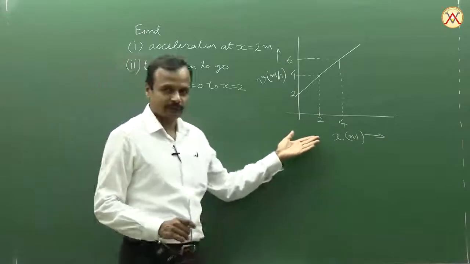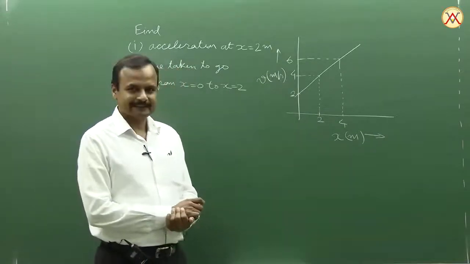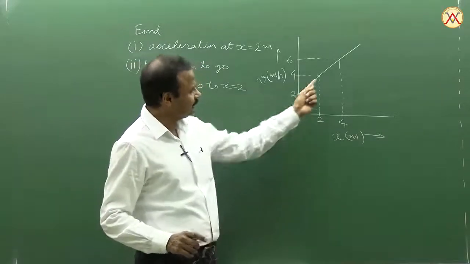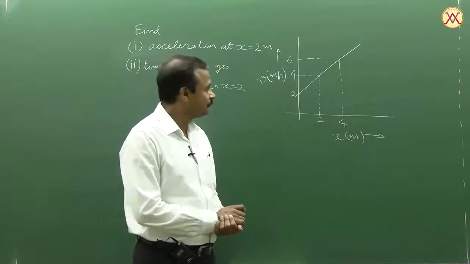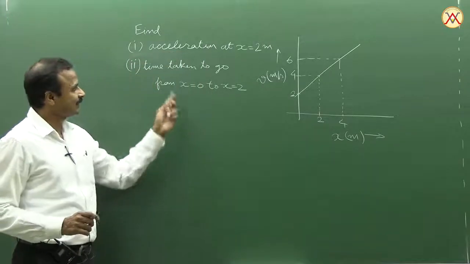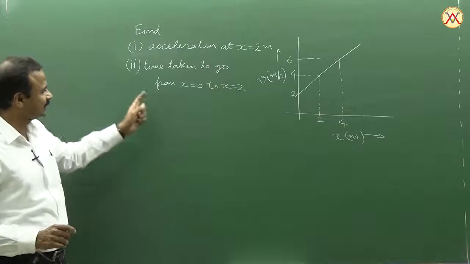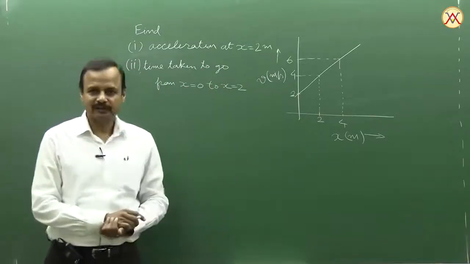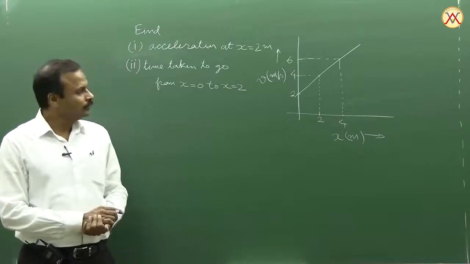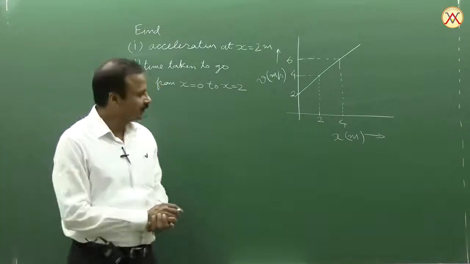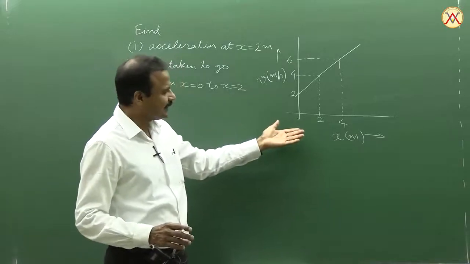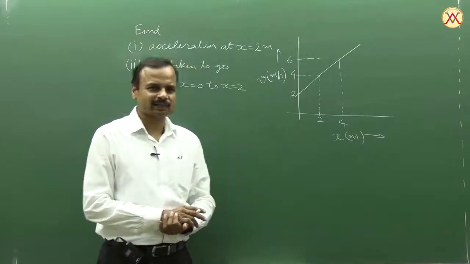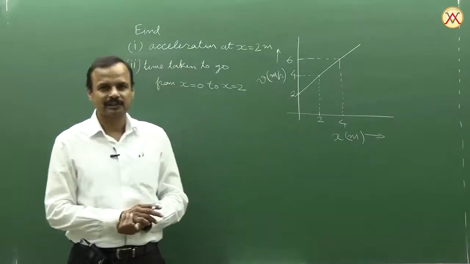We are given a graph of a body moving along x-axis. It is v versus x graph, and the graph is a straight line as shown. We have to find two things: acceleration at x equal to 2 meters and the time taken to go from 0 to 2 meters. Now, looking at this graph, you may feel that the body is moving with constant acceleration and the slope of the graph will be acceleration.